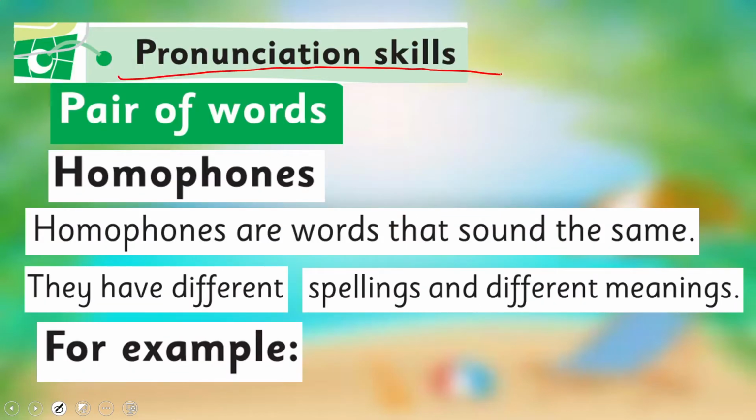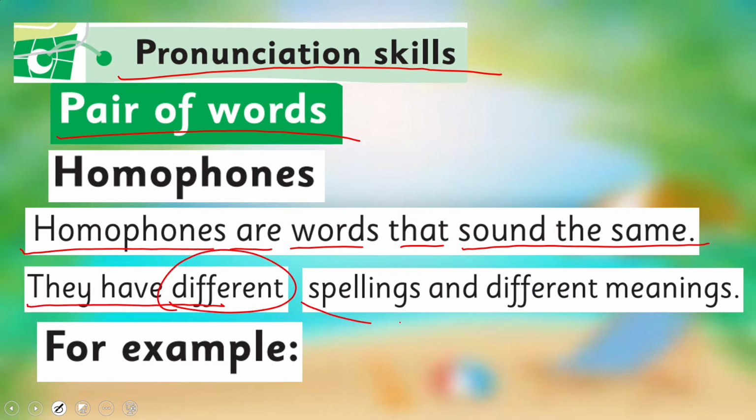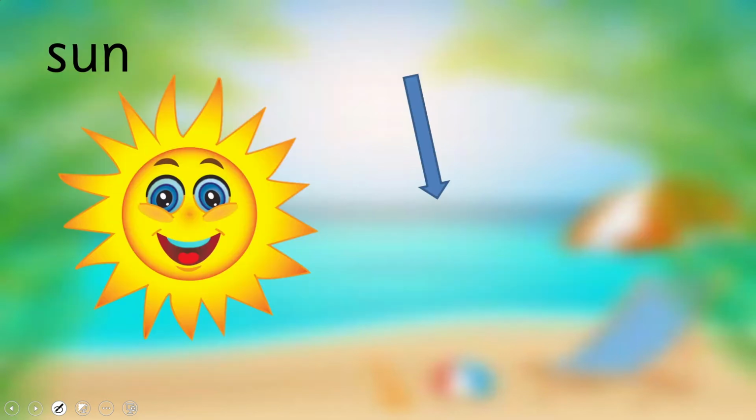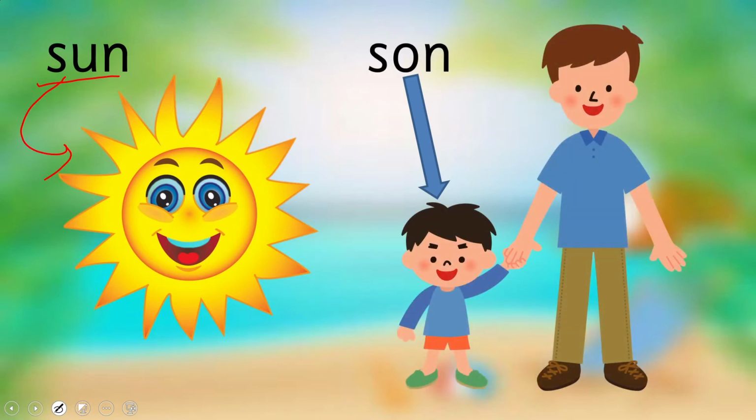Pronunciation skills, pair of words. Homophones are words that sound the same. They have different spellings and different meanings. Examples are sun and son.